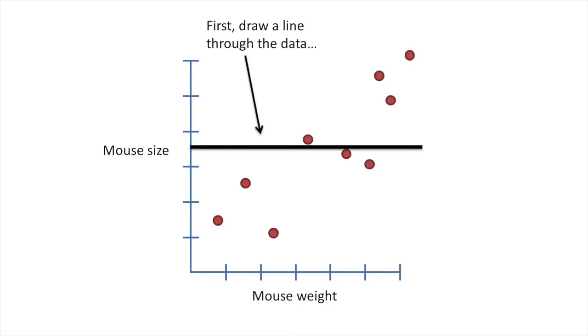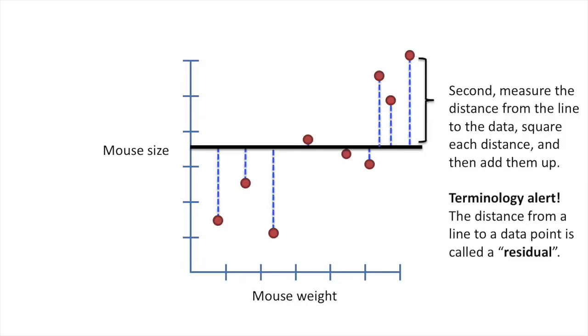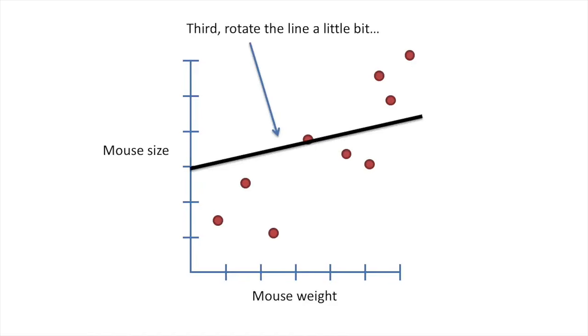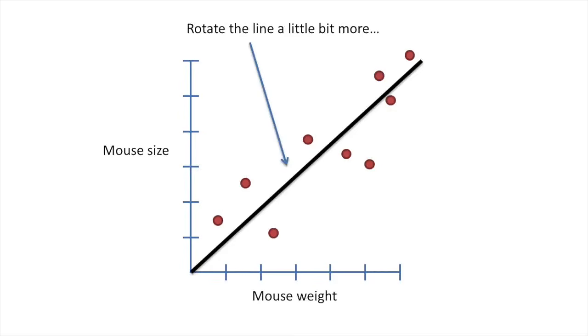First, draw a line through the data. Second, measure the distance from the line to the data. Square each distance and then add them up. Terminology alert. The distance from the line to the data point is called a residual. Third, rotate the line a little bit. With the new line, measure the residuals, square them, and then sum up the squares.